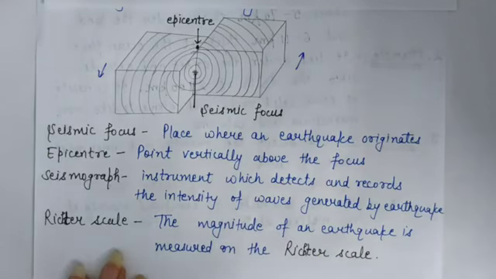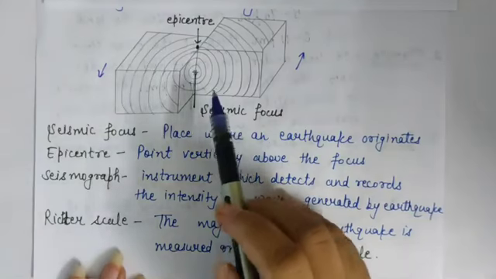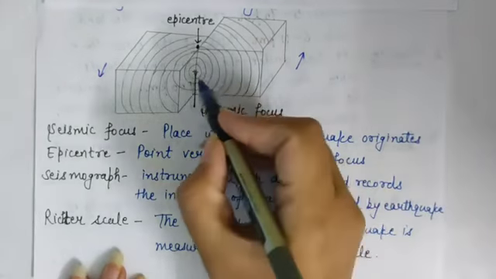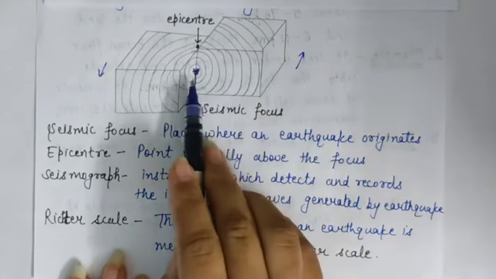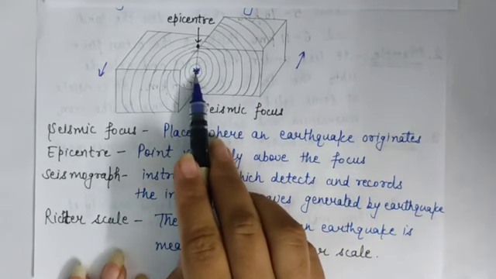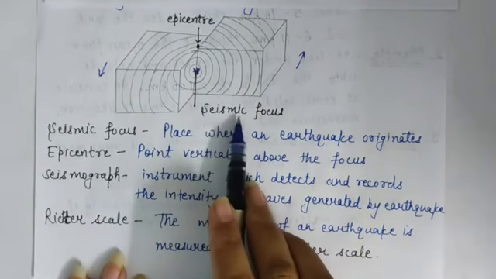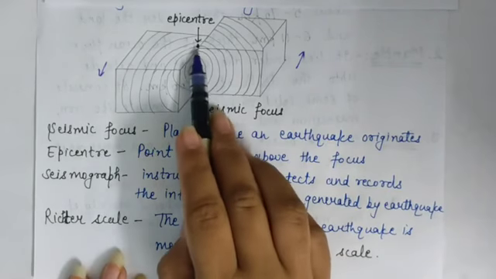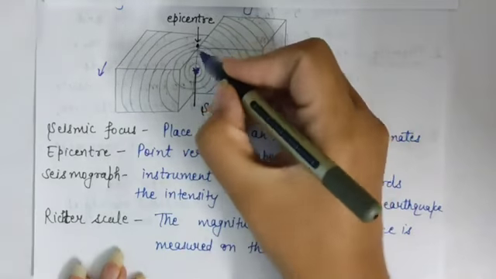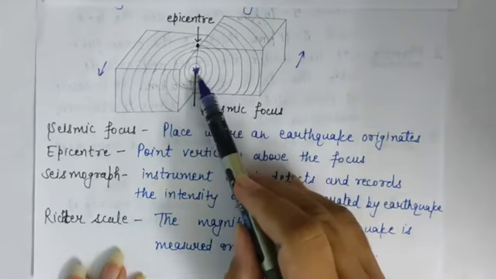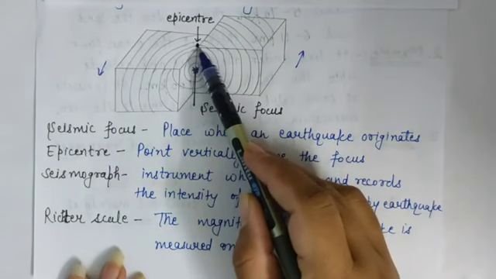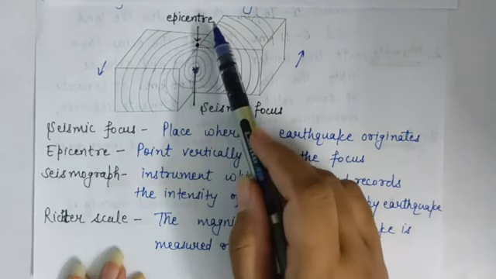Now, where does it originate? The place from where an earthquake originates is called the seismic focus. This is a point, a place from where an earthquake originates, and this place is called the seismic focus. And suppose this is a point which is vertically above the focus. So the point which is vertically above the focus is called the epicenter.